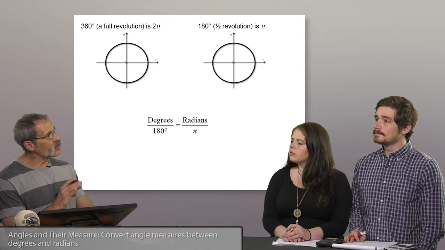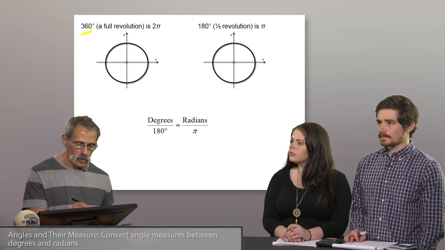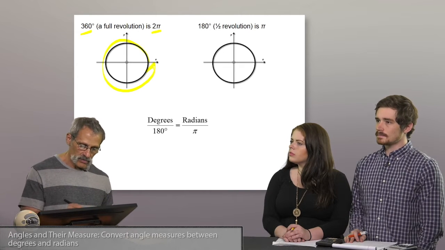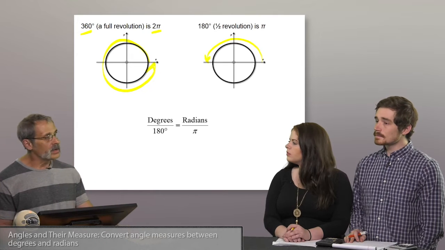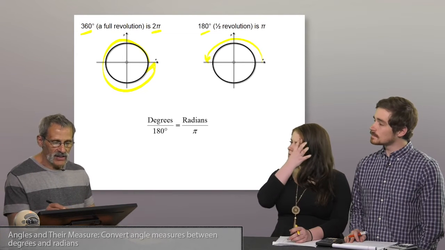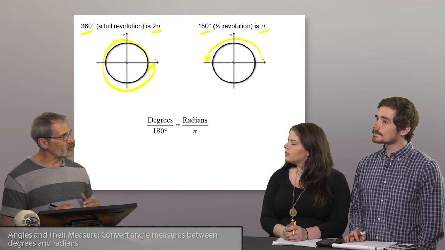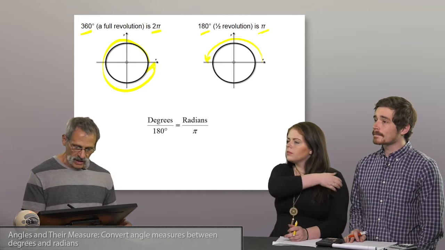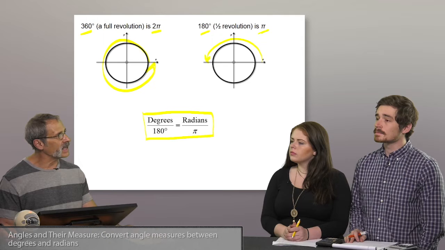And we know that if we rotate all the way around a circle, we could represent it as 360 degrees or 2 pi, and that rotation would look something like this. If we rotate halfway around a circle, that means we can refer to that as 180 degrees or pi. So we can use either of these relationships to set up a proportion. The proportion says degrees is to 180 as the radians is to pi.